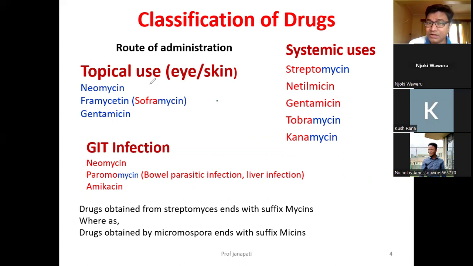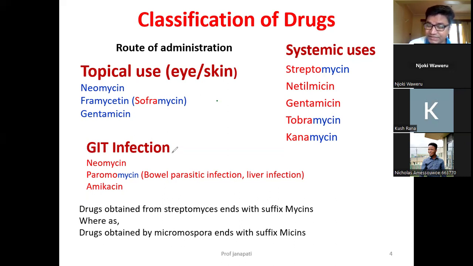Topical use, that is for skin or eye: neomycin, framycetin, which is also called Soframycin. Many people might be using this ointment for infections. Also gentamicin. Now, one more, systemic use: streptomycin, netilmicin, gentamicin, tobramycin, and kanamycin. These are given by injection, the IV route of administration.